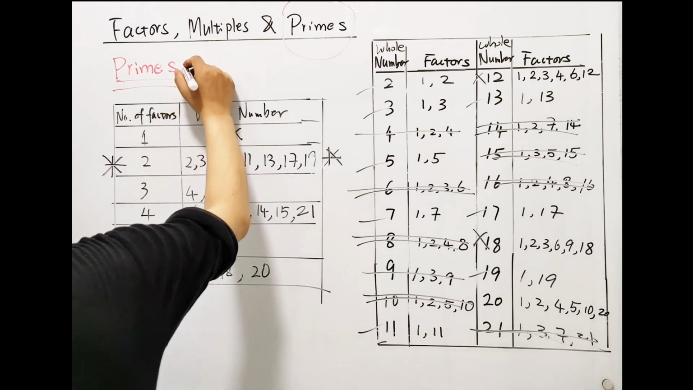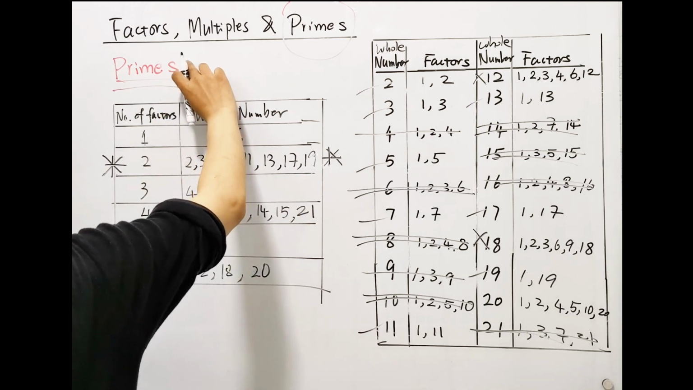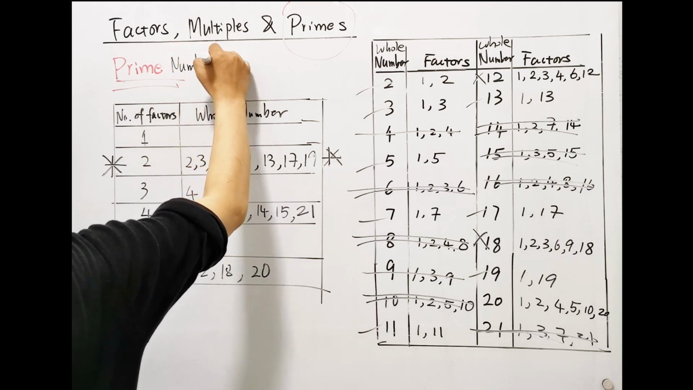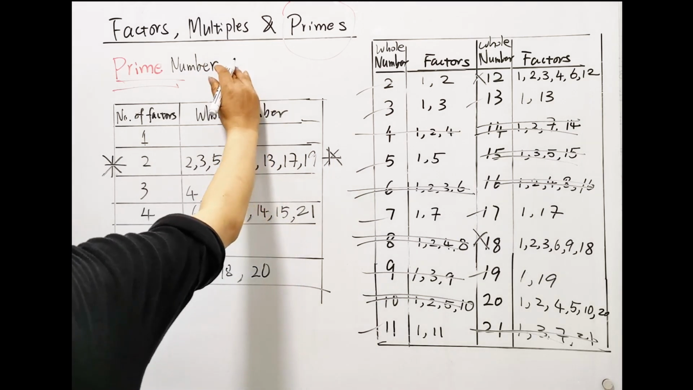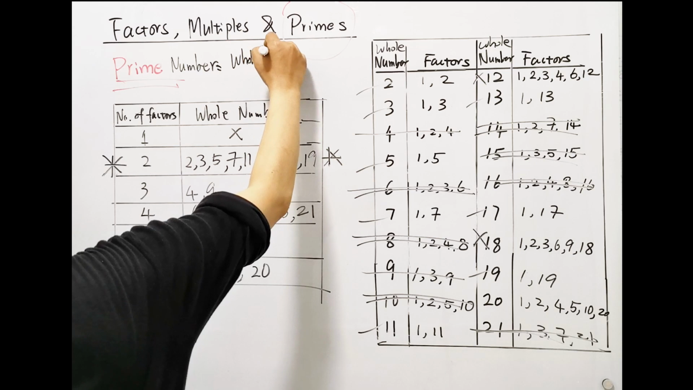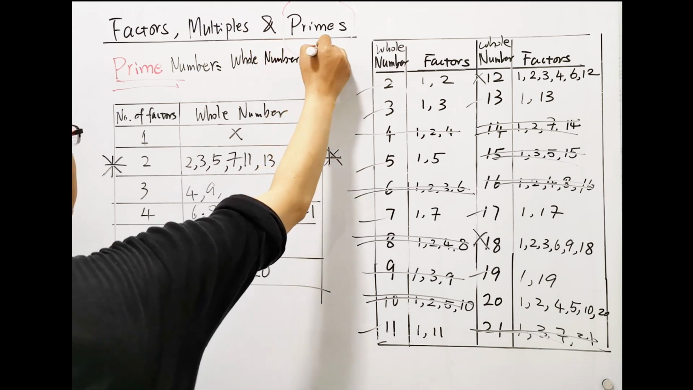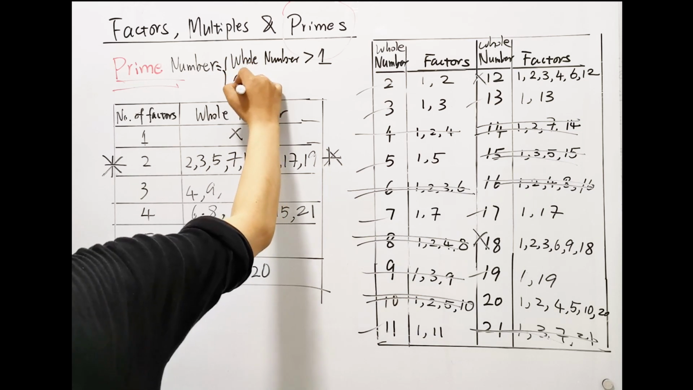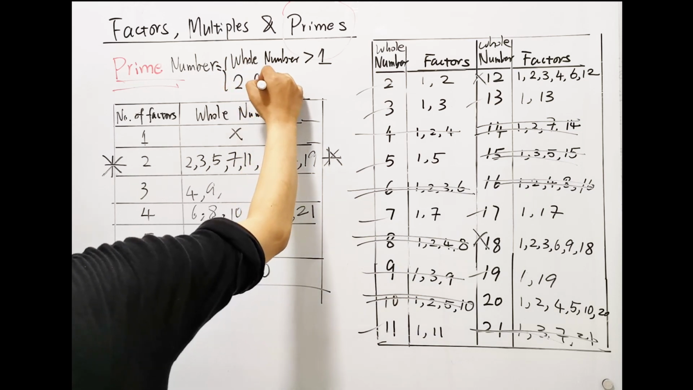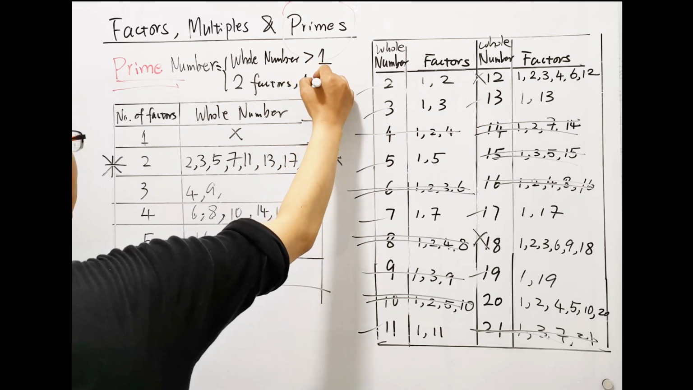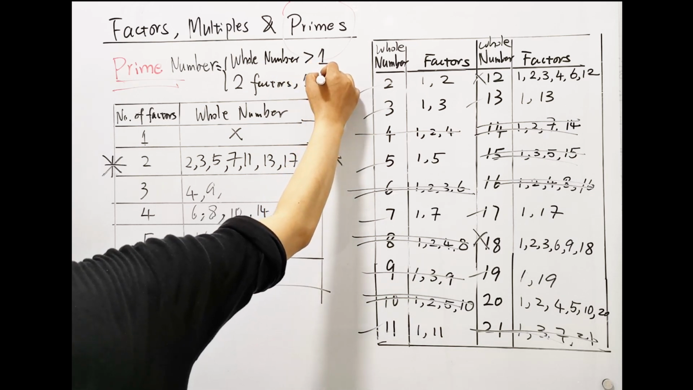So a prime number, sometimes we call it prime. So the prime numbers is the whole number greater than 1, okay? And then they have only two factors, which is 1 and itself.